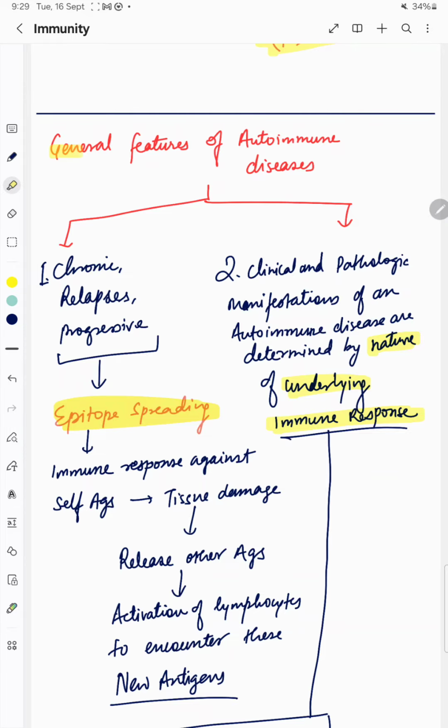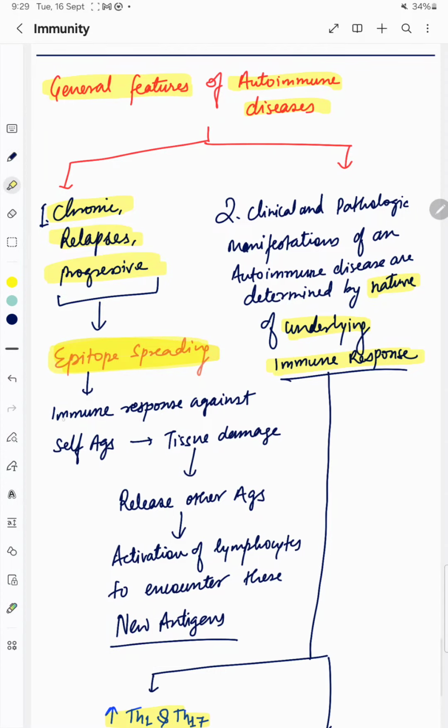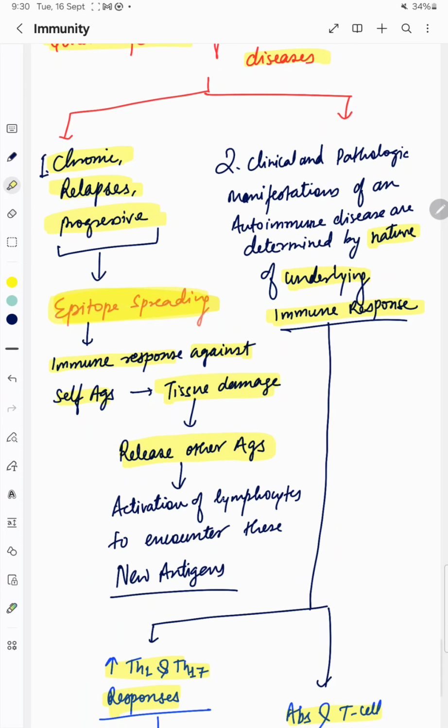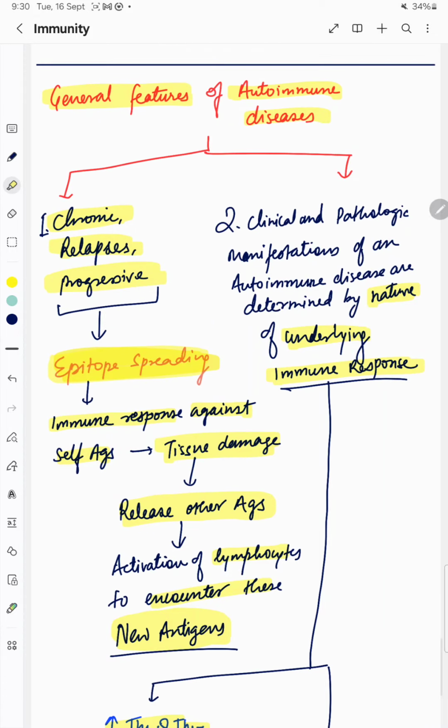Now we will discuss the general features of autoimmune diseases. Normally they are chronic, with multiple relapses, and progressive in nature because of epitope spreading. What happens? An immune reaction against self antigen will result in tissue damage, and on tissue damage there is release of other or new antigens. They further activate lymphocytes against the new antigen, and this will result in a progressive disease. So this is epitope spreading.